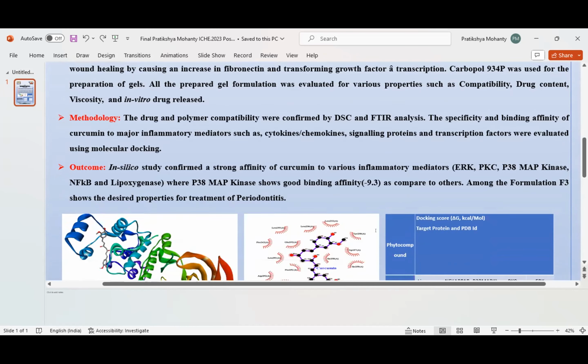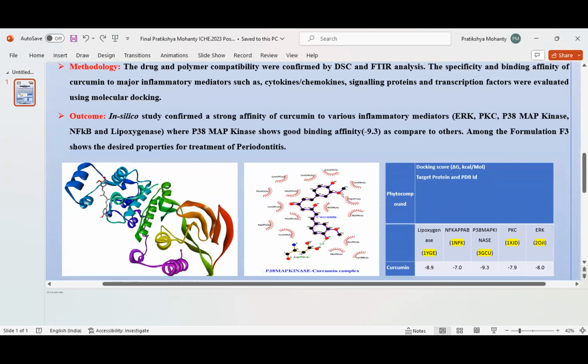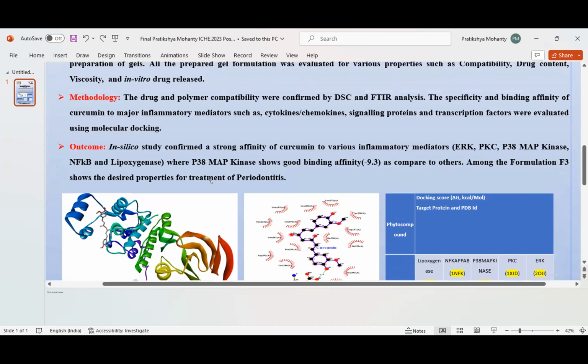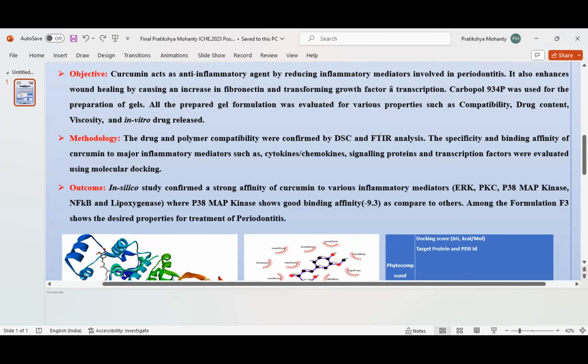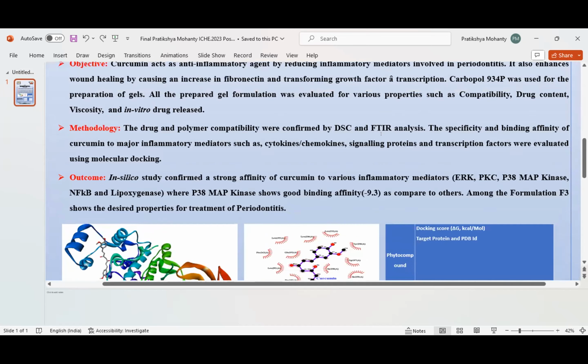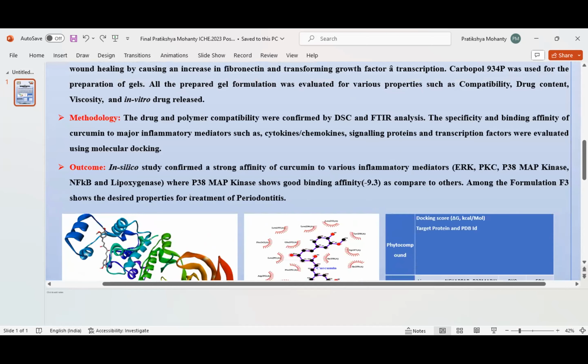And this is my docking part, ma'am, which I did. Here are the different types of proteins, as I said, I used as a comparative study, like different types of inflammatory mediators, that is ERK, PKC, P38 MAP kinase, NFkB, and lipoxygenase, ma'am. Here I found that P38 MAP kinase has a good binding affinity as compared to the other inflammatory mediators.